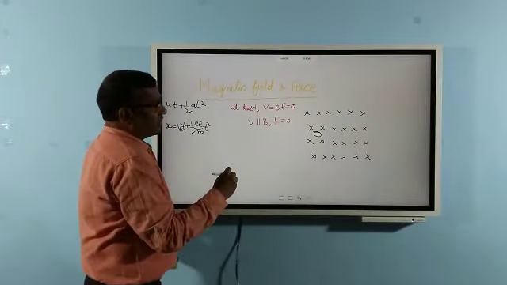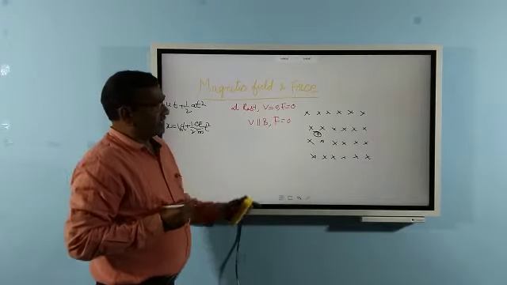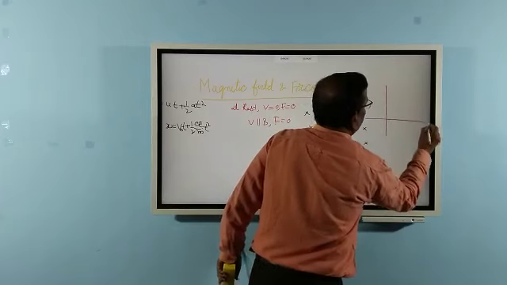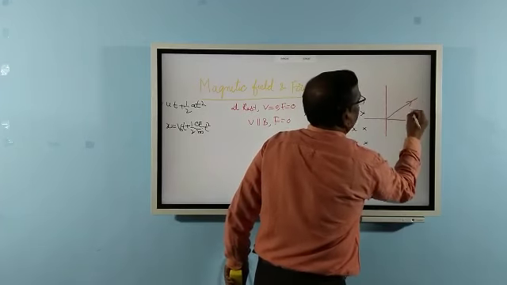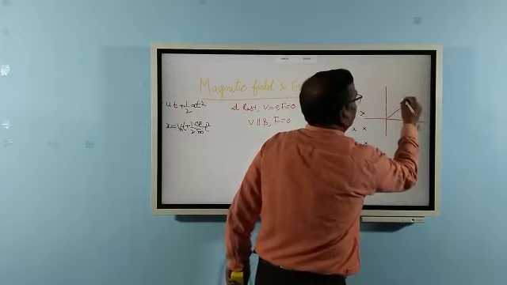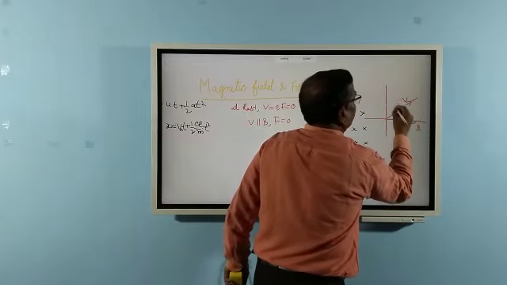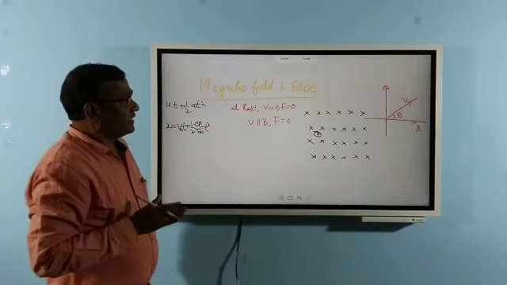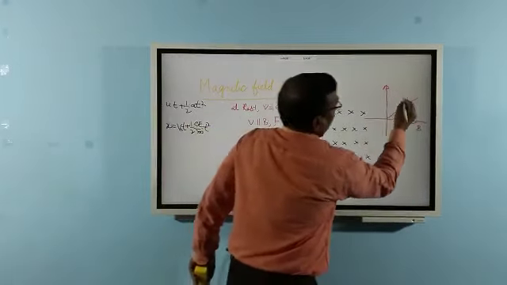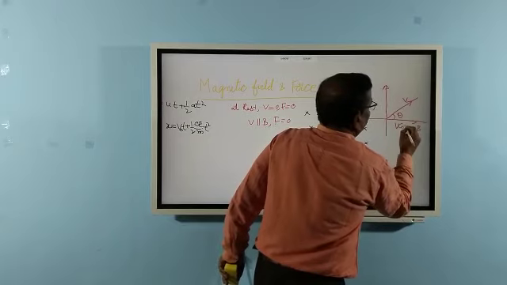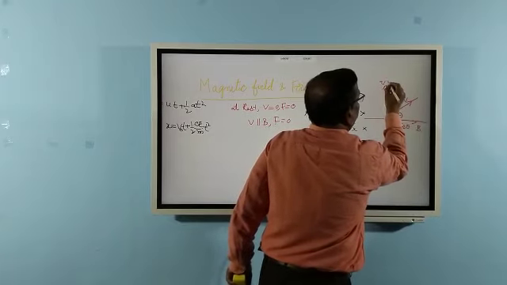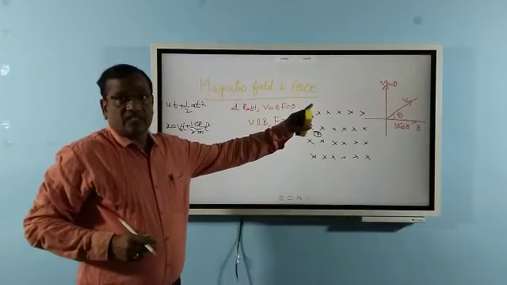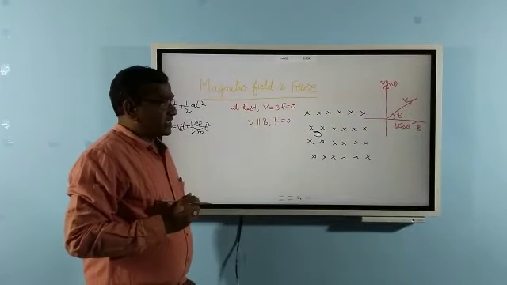But suppose the particle is inclined to the magnetic field. This is the magnetic field, this is the velocity, and this is the angle made by the charged particle. If it is released inclined to the magnetic field, then it will experience a force. We can consider the x component as v cos theta and the y component as v sin theta. You can check that v sin theta is the perpendicular component of the velocity vector.